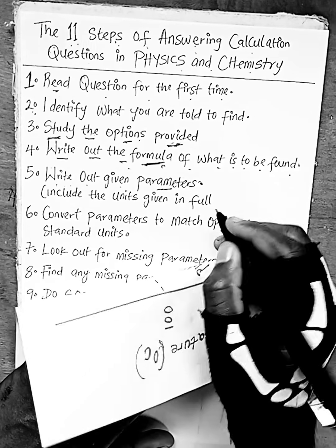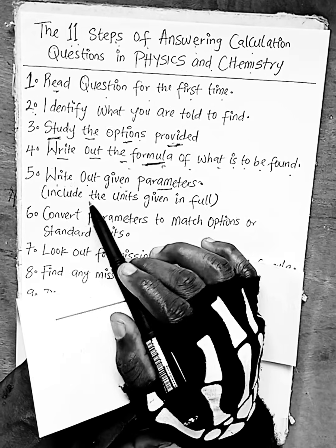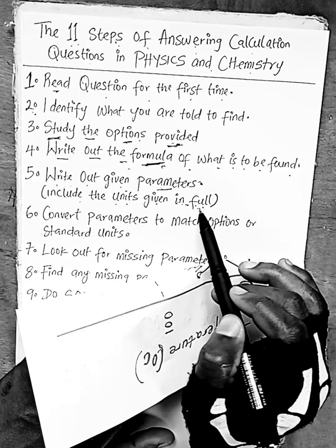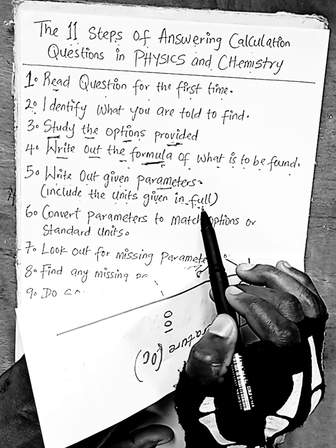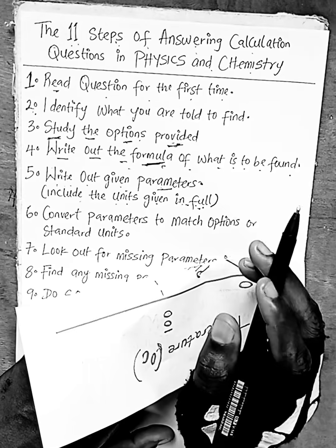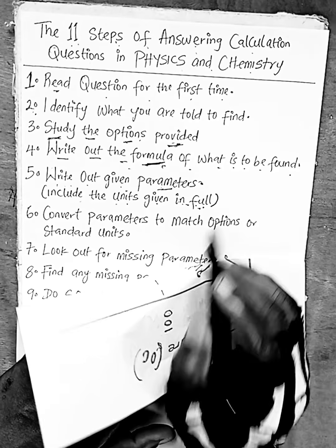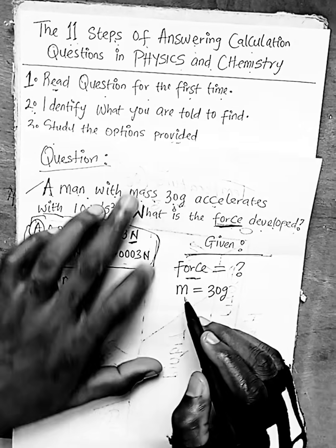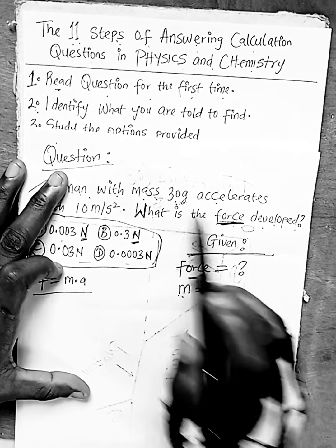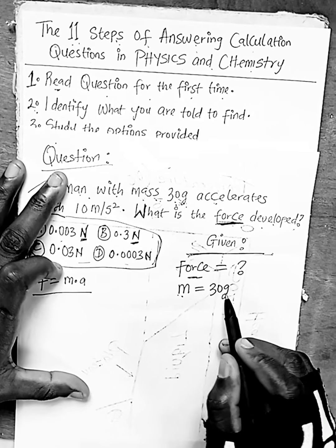Look at what was included here. You are writing the parameter, you are writing the units given together with the parameter in full. Don't forget to write the units because this is going to help you figure if those parameters are going to need conversion, because you might need to convert to standard units. For example, we have written mass, and we indicated it in the units that it was represented in. Gram, mass in gram, put your gram there.